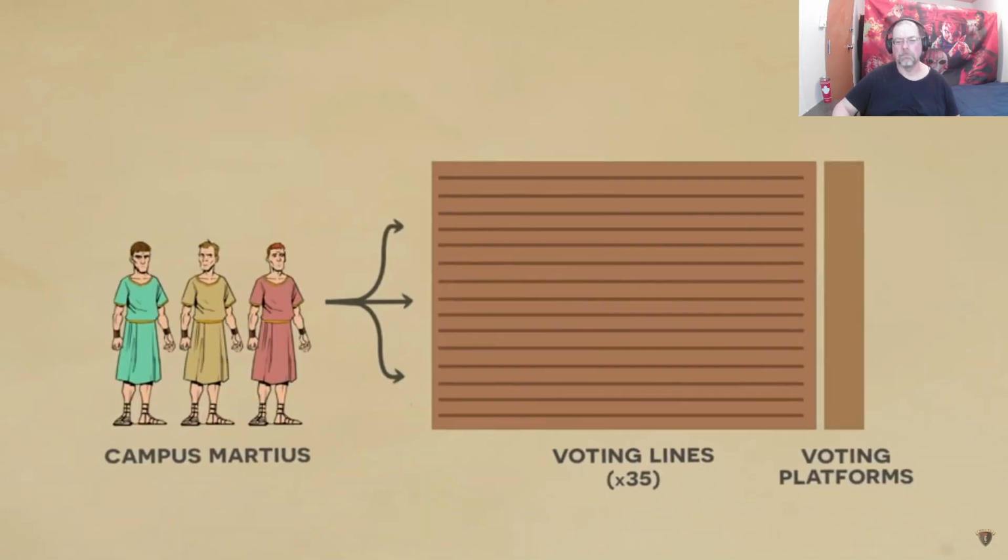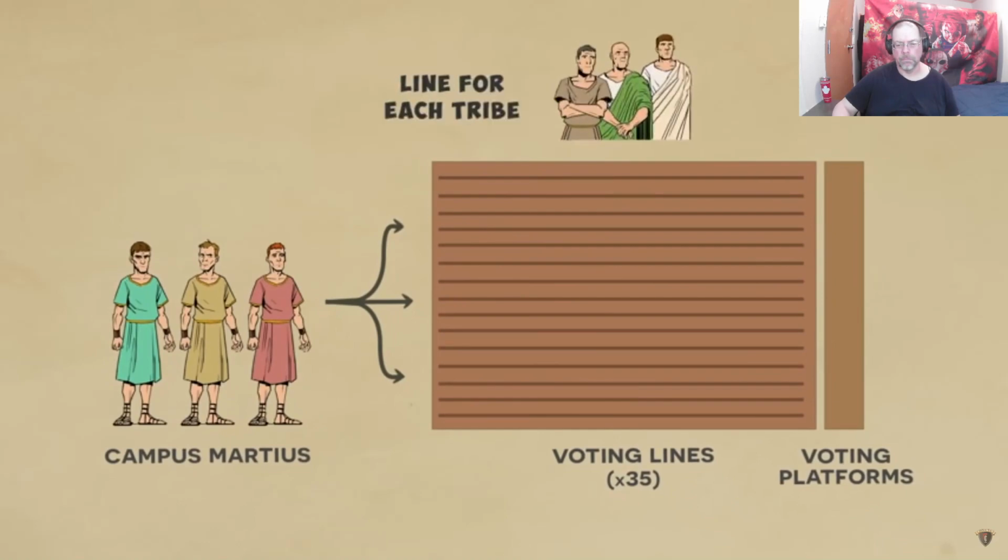The tribal assembly would enter the voting structure and be divided into 35 files, 1 for each of the 35 tribes. All tribes would then begin voting at the same time. This would consist of individuals advancing to the front of their line and announcing their vote orally. This was then recorded by officers called rogatores, with additional election officials called custodes, overseeing the process to prevent fraud.